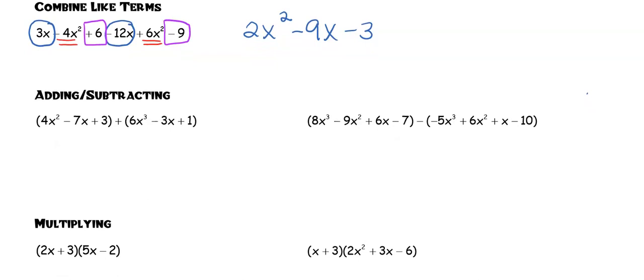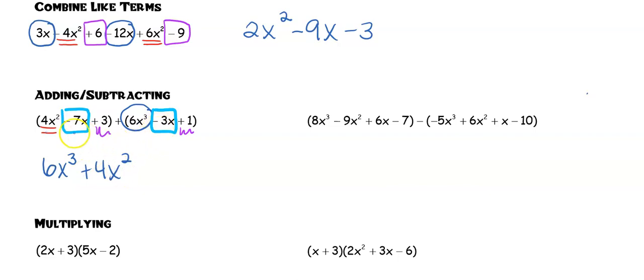So we have these polynomial equations and we know what it takes to make a polynomial equation. So we have a 4x squared minus 7x plus 3 polynomial, and we have a 6x cubed minus 3x plus 1 polynomial. To add polynomials together, literally all we do is add like terms. So I've got a cubed term, I've got an x squared term, we've got an x set, and we have constants. Starting with the highest exponent first, that gives us 6x cubed plus 4x squared.